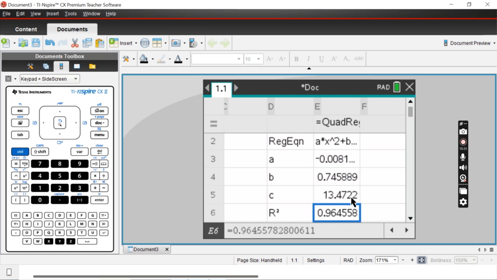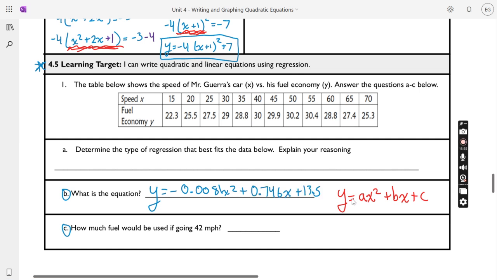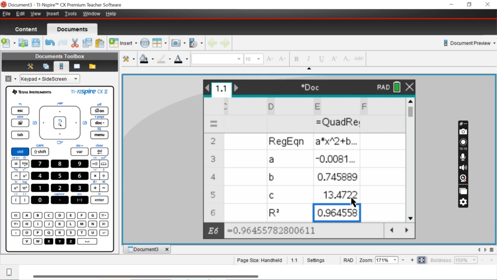4746x plus 13.5. So that is my equation. Just remind yourself that the calculator gives you all the values that you put in the front. So now that you got this, you want to use that equation and plug in this x value. So this x value for question C corresponds to x equals 42. So whatever y value we get from plugging in x equals 42, that's going to be our answer. So we're going to see what we get doing that right now.